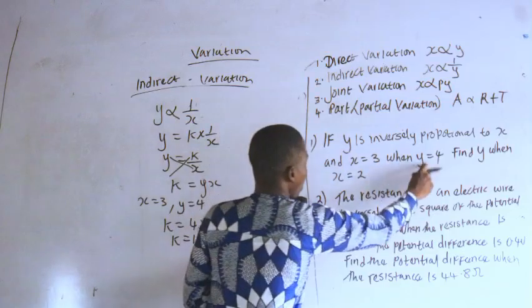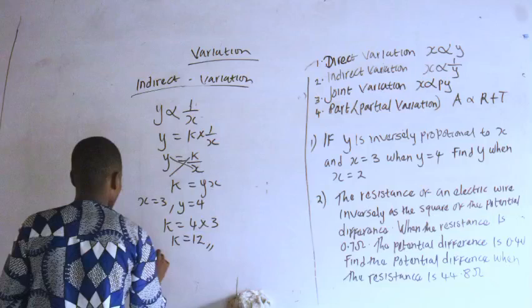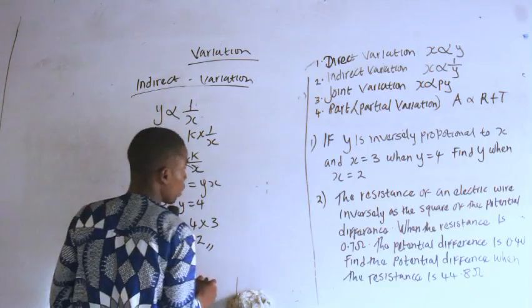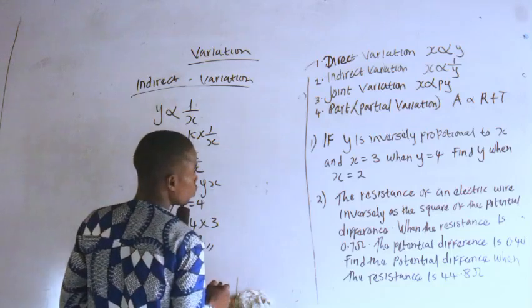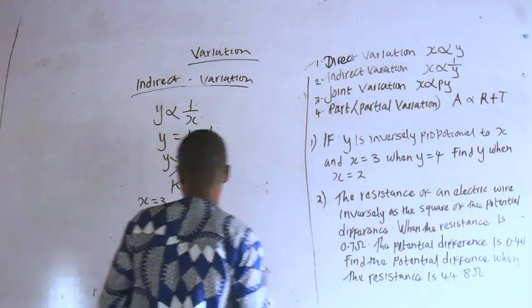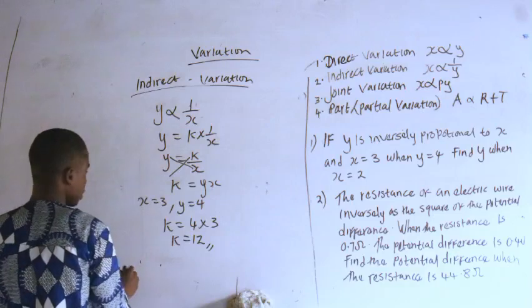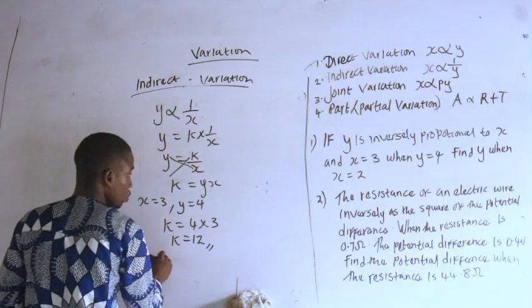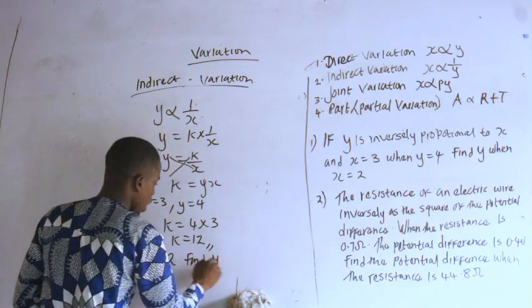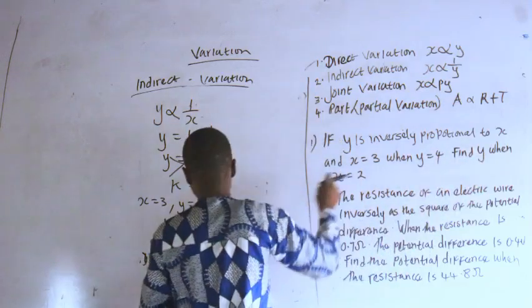Now when y equal to 4, it says you should find, sorry, it says you should find y when x equal to 2. Look at it, find y when x equal to 2.